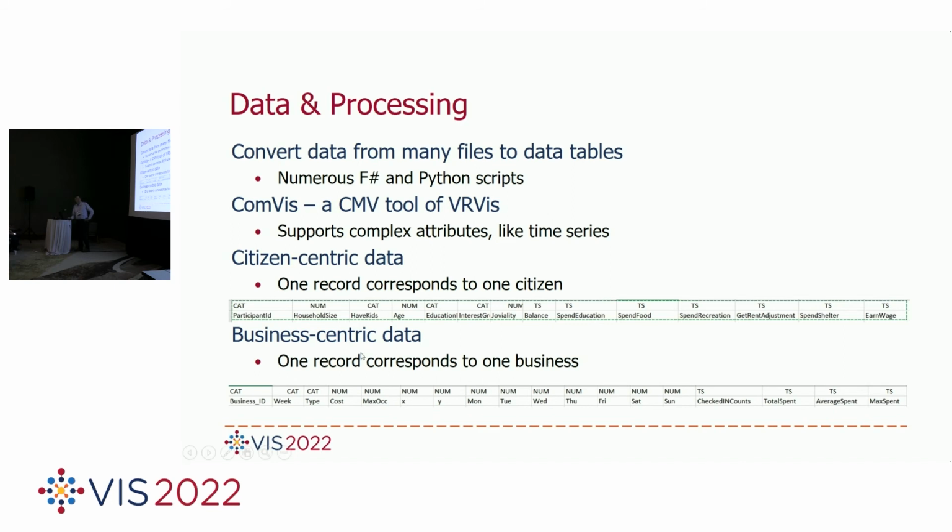And then we also have business-centric data, where one item is not a participant, but a business. So we have business ID. Again, we have categorical and numerical attributes, but we also have time series attributes. Time can be anything. It can be on a daily granularity, it can be weeks, months, hours, minutes, whatever. Or we can group it as we wish.